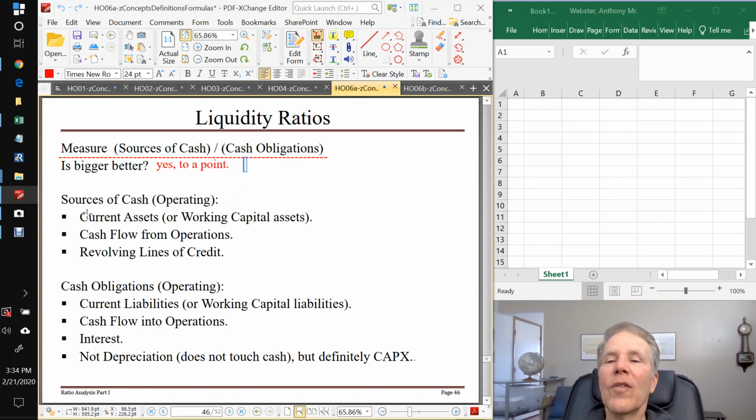So what are our sources of cash? Current assets, we know what those are from accounting, or working capital assets. Cash flow from operations, right?